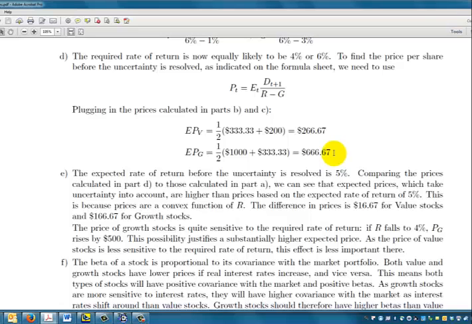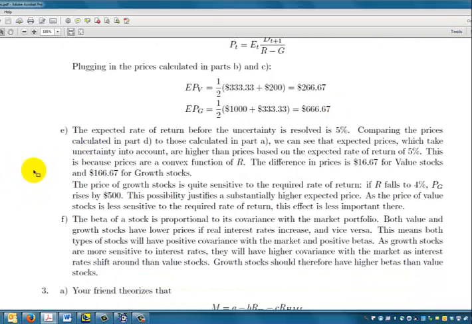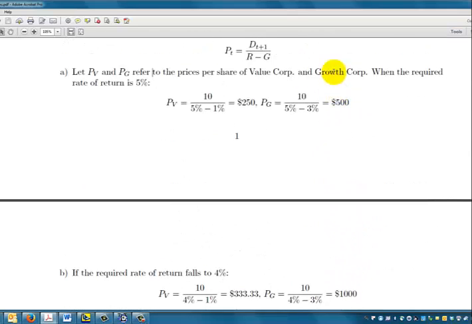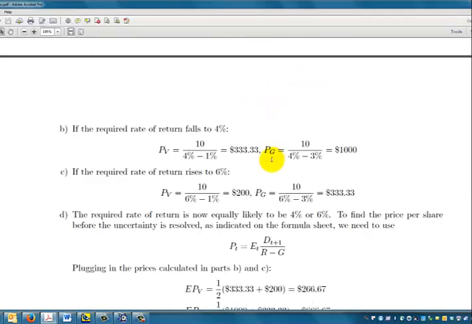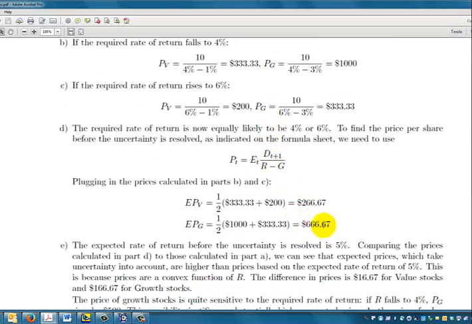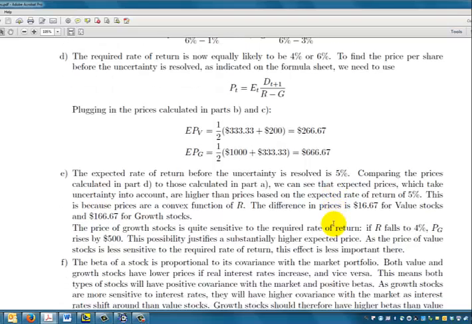Okay, now in part E, what you've got to do is talk about how uncertainty affects valuation. Notice that the expected rate of return before the uncertainty resolved is 5%, but if we compare the prices calculated in part D to those calculated in part A, we can see that part D has higher prices. So for the value firm, we get $266.67 in part D. If we go back to part A, we had only $250. And then for the growth firm, we get $666.67, whereas in part A, we had $500. All right, so the difference is relatively modest for value stocks and larger for growth stocks.